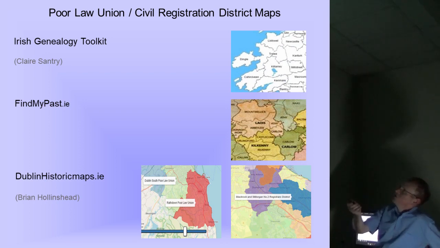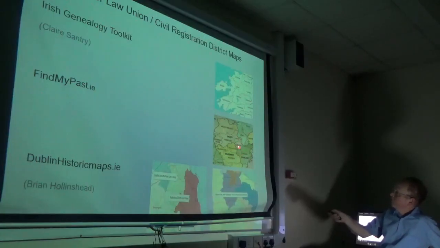Here are some Poor Law Union Civil Registration District maps. So it's boundaries on top of the dot locations that I had, the marker locations I had. So that one's on Claire Santry's page on the Irish Genealogy Toolkit. There's a nice map. Findmypast have a slightly bigger one, and it kind of indicates when there's bits of poor law registration districts in other counties.